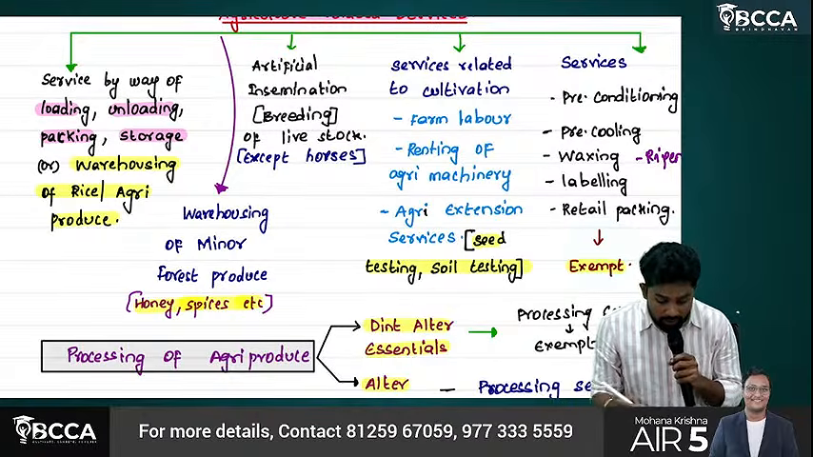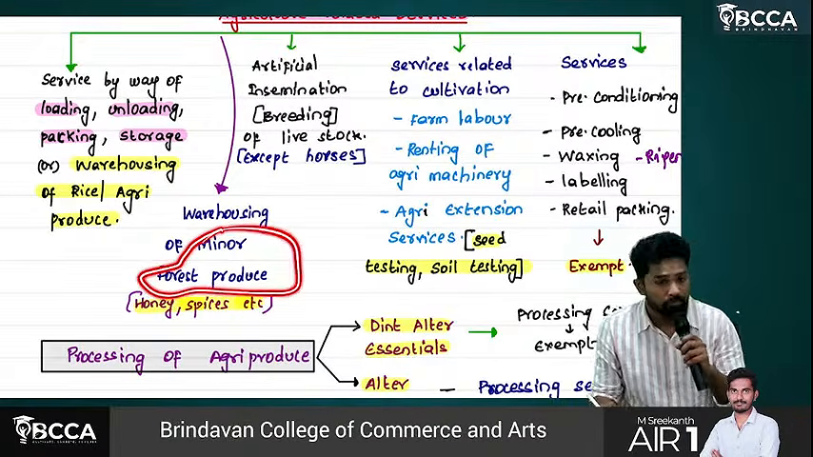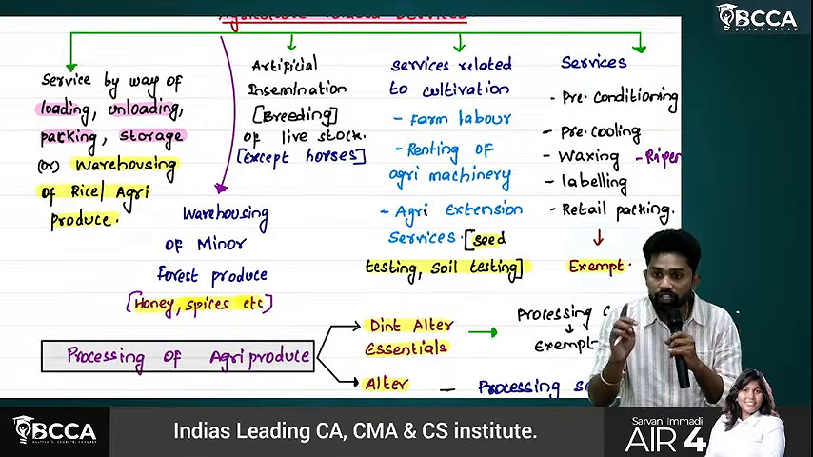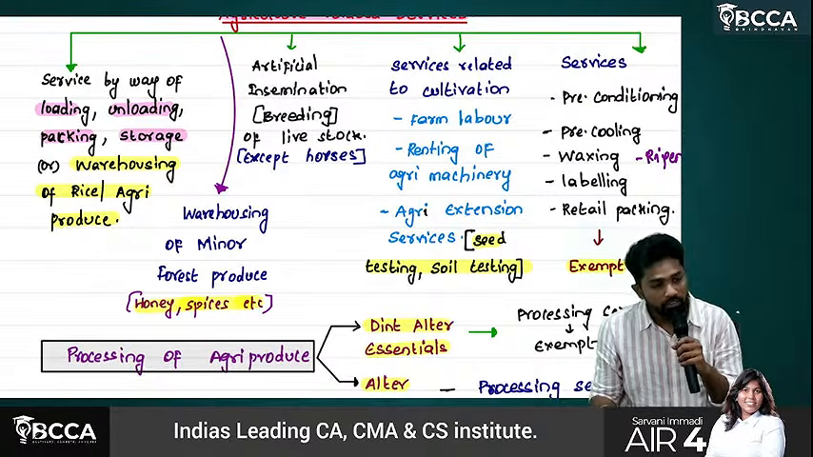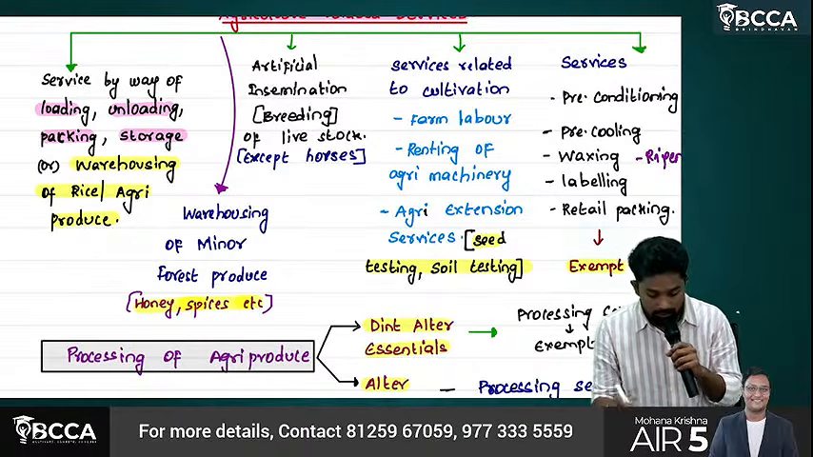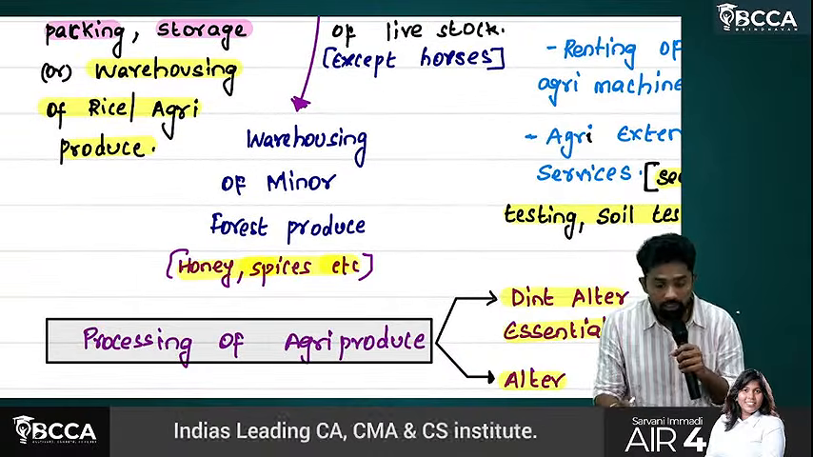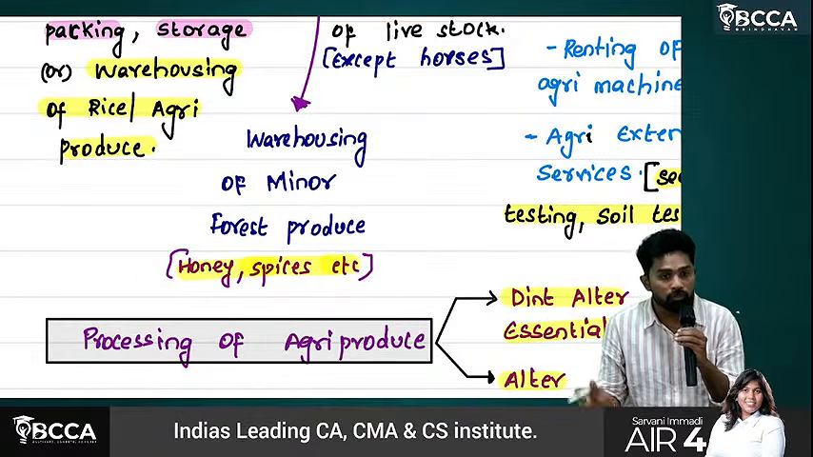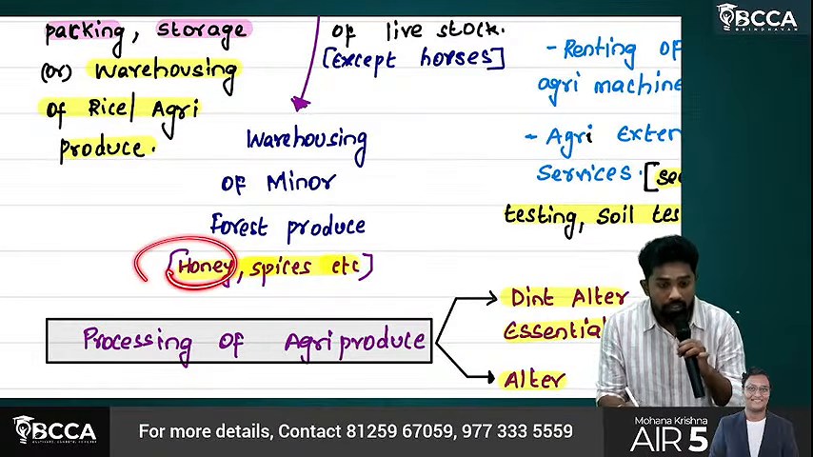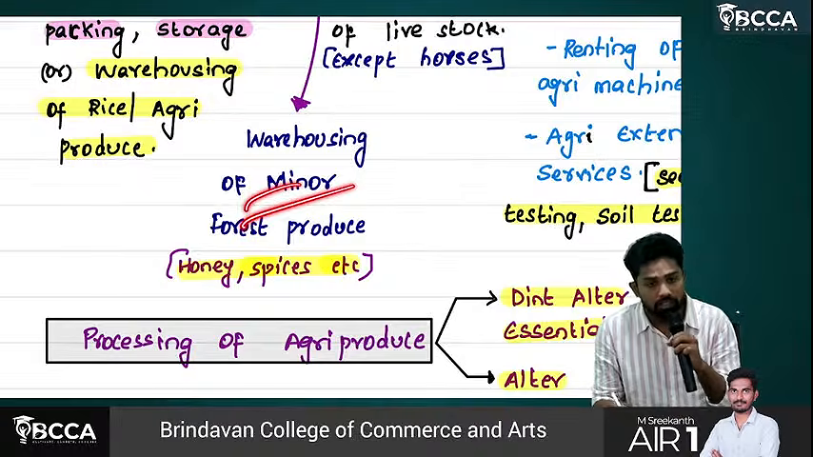Then if you warehouse minor forest produce. What is, sir, warehousing of rice? Exempted or not? Exempted. Warehousing of agri produce? Exempted. Warehousing of minor forest produce, the produce which comes from forest and all, like honey, spices, etc. All these also exempted.